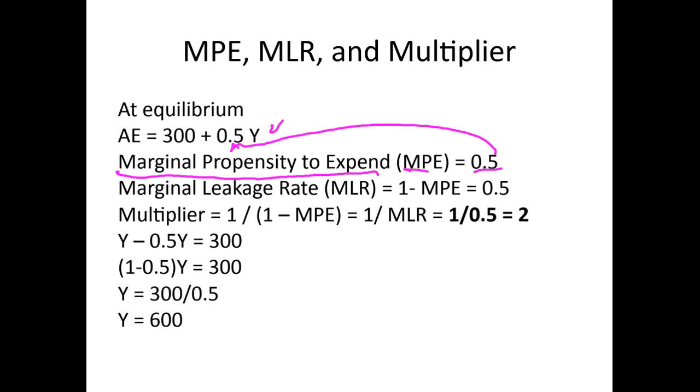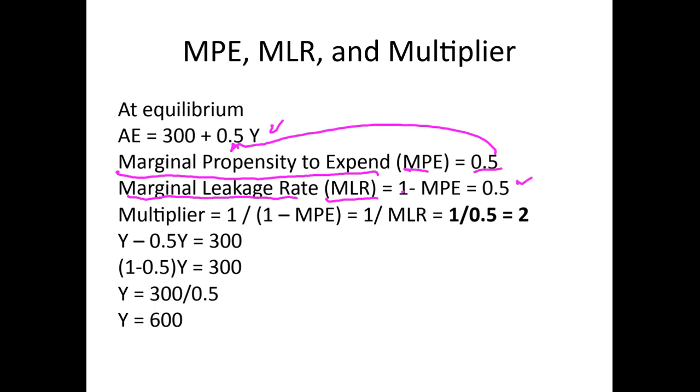Then we have, again, like marginal tax rate, we call it marginal leakage rate, MLR. I know there are too many terms in this chapter. What is MLR? MLR is exactly 1 minus this number, MPE. So MLR is 1 minus MPE. And luckily, since 0.5 is MPE, 1 minus 0.5 is also 0.5. So in this case only, not in all the cases, MPE and MLR both are equal to 0.5.